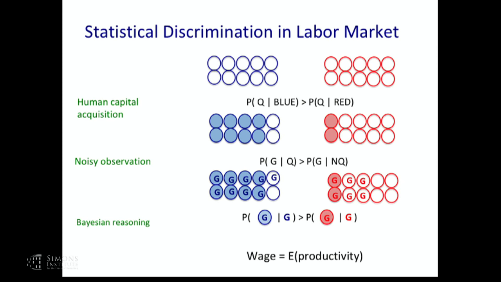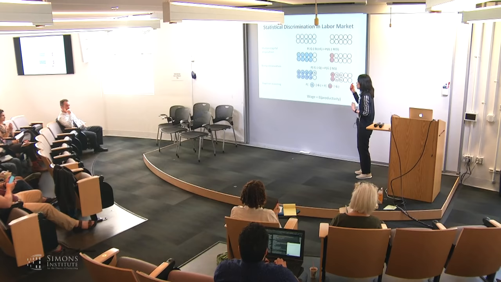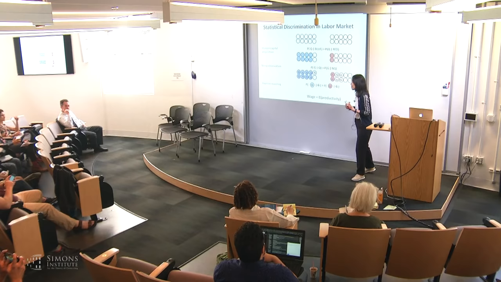Can you give a quick example of what the signal is? So the signal could be some performance on a prior job, for example. And the human capital acquisition could be an investment in learning some skills. So this is an abstraction. I'm not trying to say that this captures everything about the labor market, and that's the whole point. This is a simple abstraction.